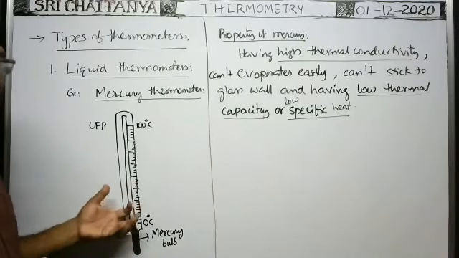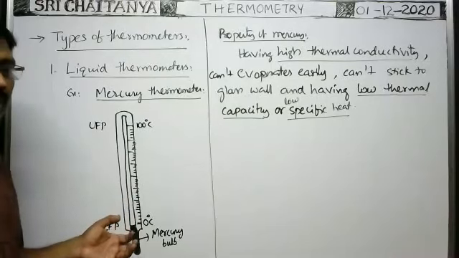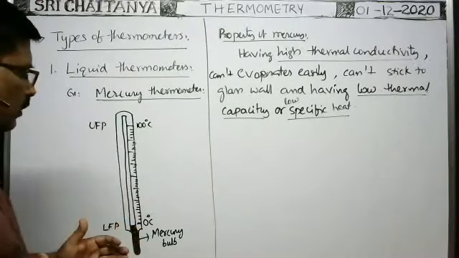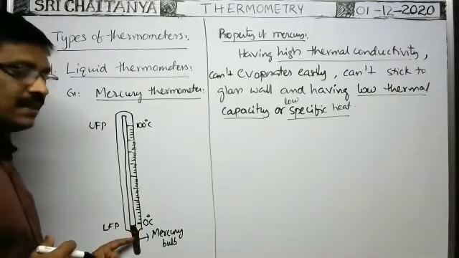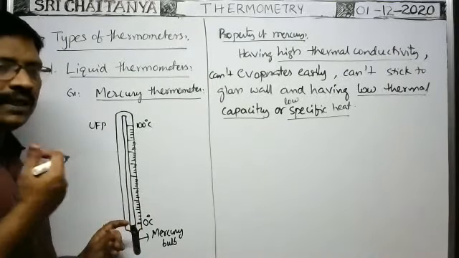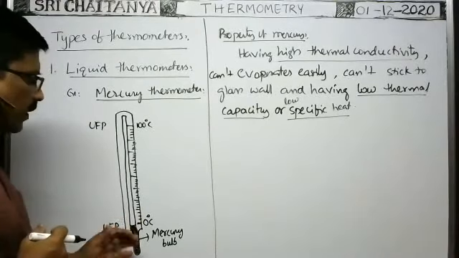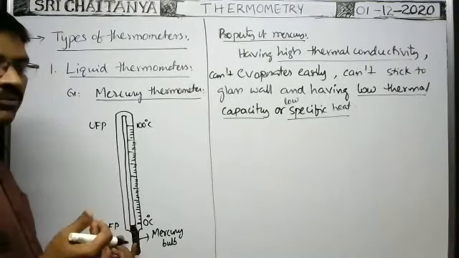Due to that, as more heat energy is absorbed, the rise in temperature will be more. In a short interval of time, the rise in temperature of the mercury will be more, as more heat energy is taken from our body by this mercury. That's why thermal expansion takes place very quickly.